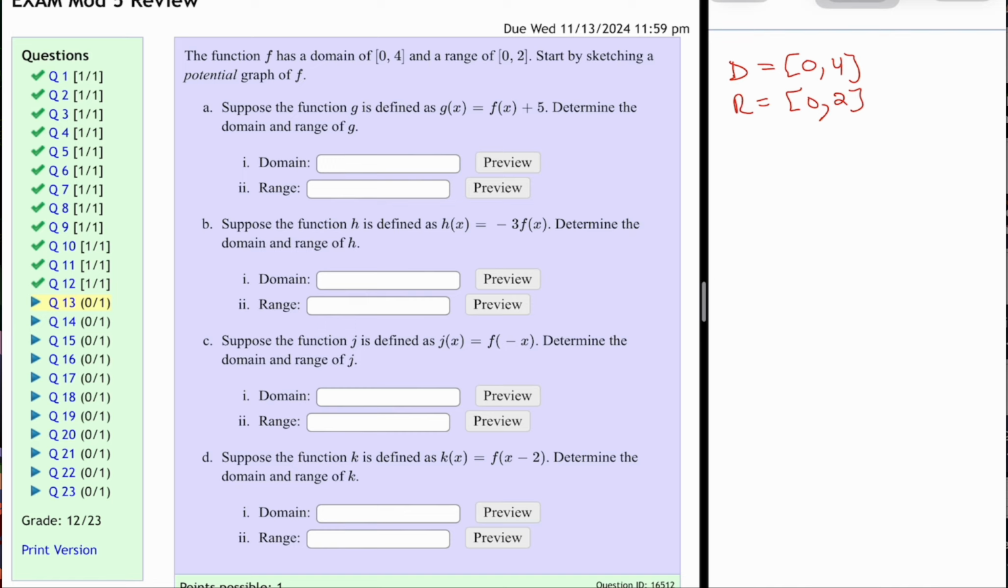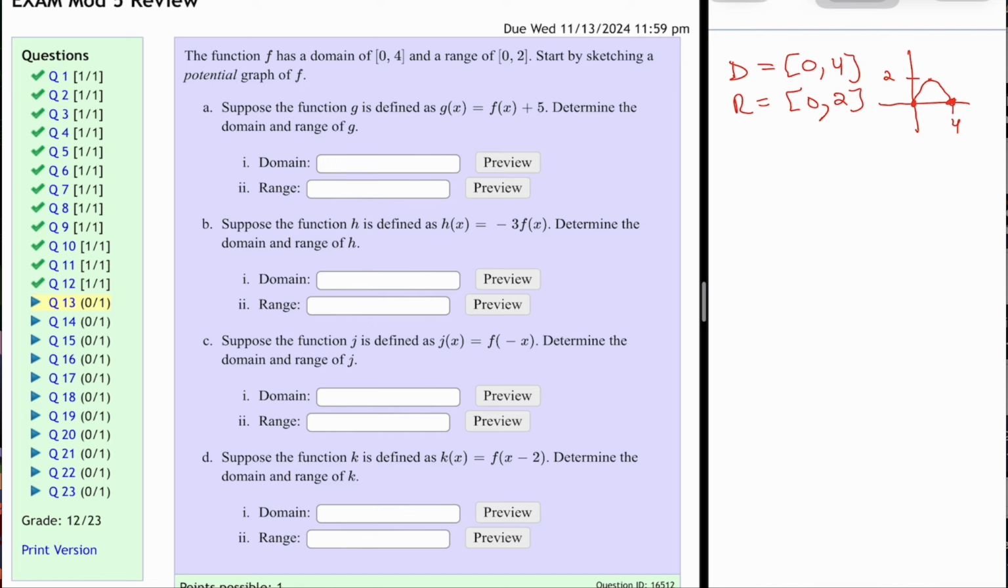Now for question 13, they have told us that function f has a domain of 0 to 4 and a range of 0 to 2. Start by sketching a potential graph of f. If we drew a graph, we know that it starts at 0, stops at 4, and hits a height of 2. So there you go, there's a potential graph.